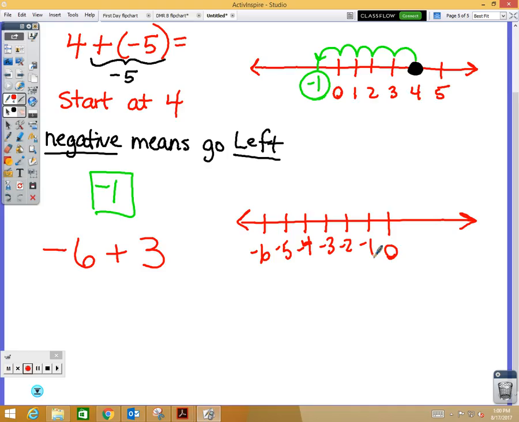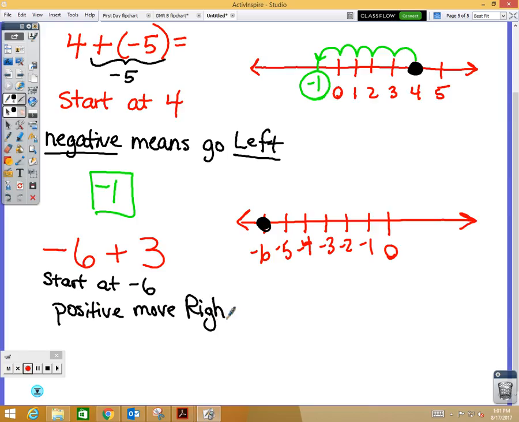Again, I will give you the number lines on your assignment today. So we are going to start at negative 6. My second number is a positive 3. So if it's positive, we're going to move positive, move right. So from my negative 6, I'm moving 3 places to the right, and that puts me at the negative 3.